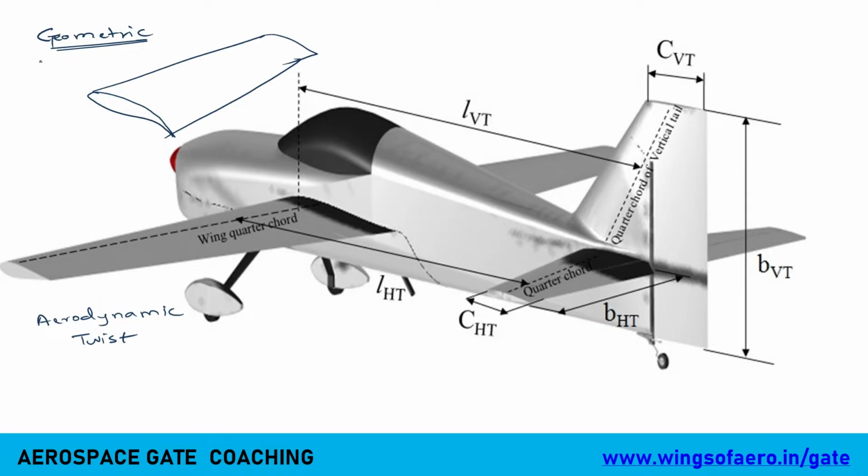So geometric means the geometry is going to be the same. Just remember that. Geometry means which kind of airfoil. There are many different types of airfoil. If I say NACA 2412, maybe 0009 or 23012, there are different types of NACA geometries. So in the geometric twist, the geometry is going to be the same.